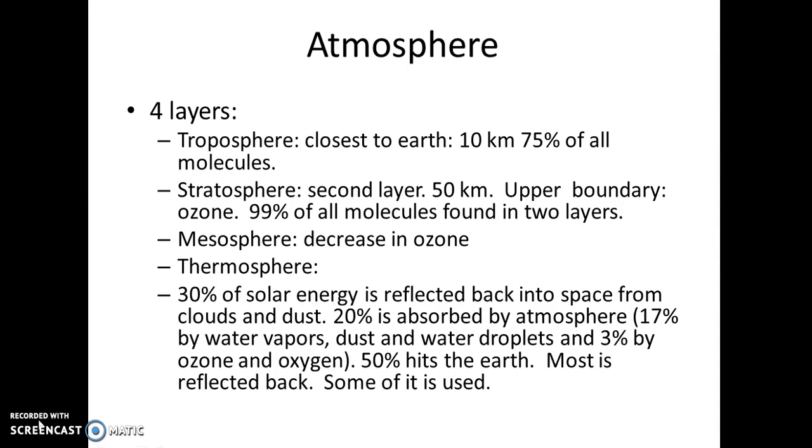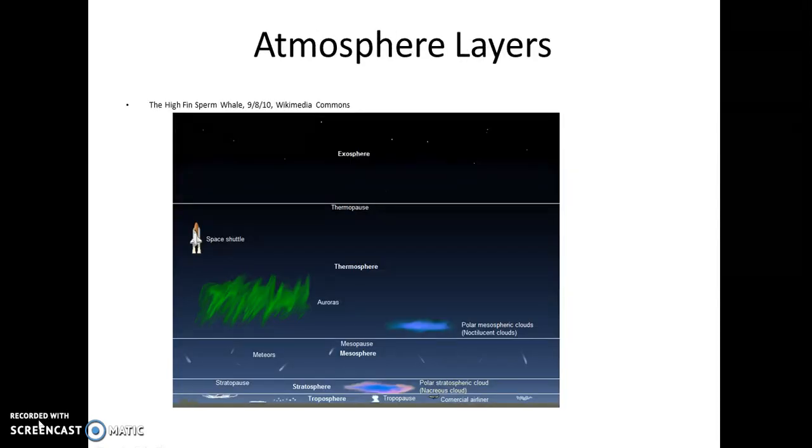Now, 30% of all solar energy is reflected back into space from the clouds and dust, and 20% is absorbed by the atmosphere: 17% by water vapors, dust and droplets, and 30% by ozone and oxygen. It leaves 50%. So 50% of the sun's energy hits the earth. Most of it is reflected back, but some of it is used. And here are the different layers, starting with the troposphere, stratosphere, mesosphere, thermosphere, and then we have the exosphere, which is space.